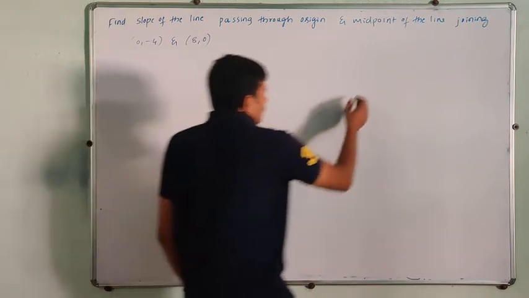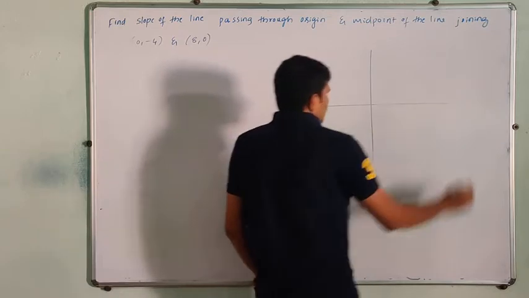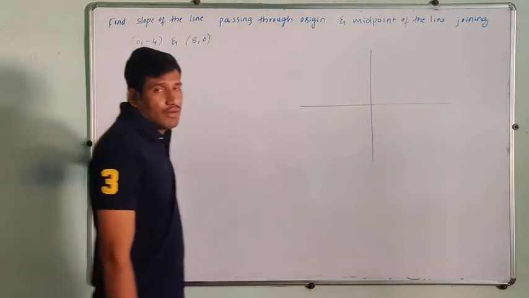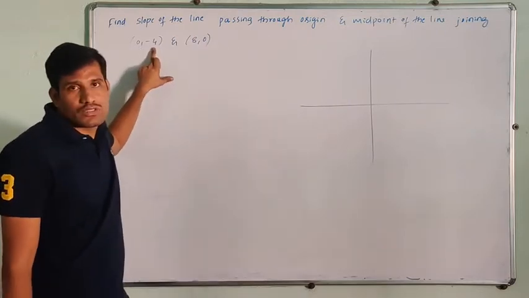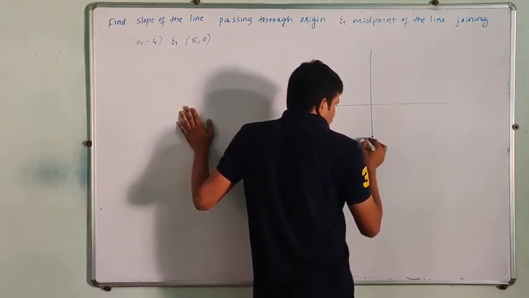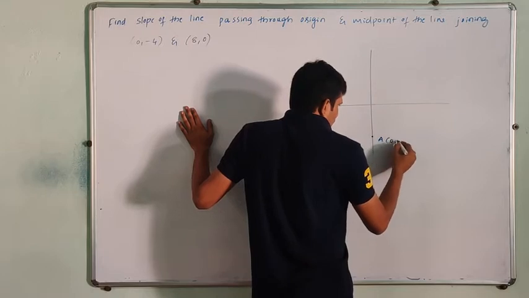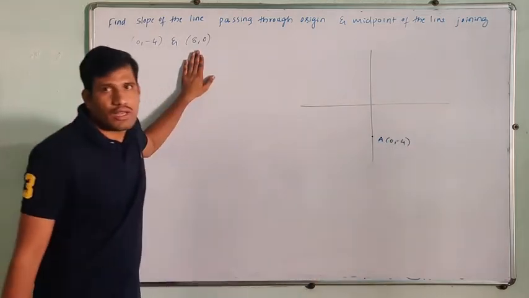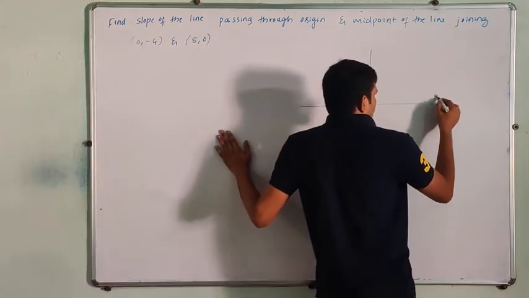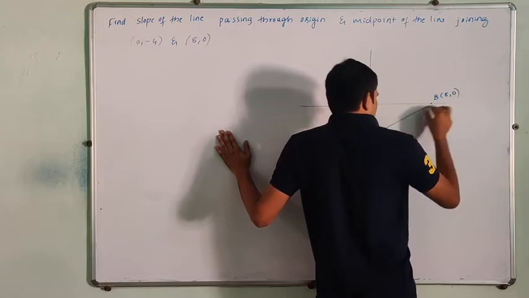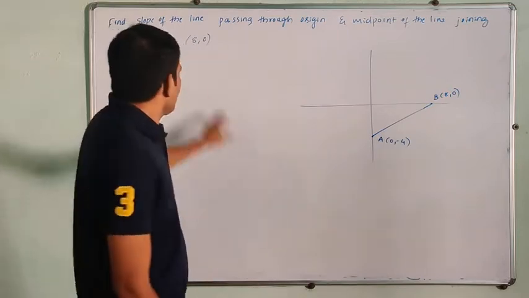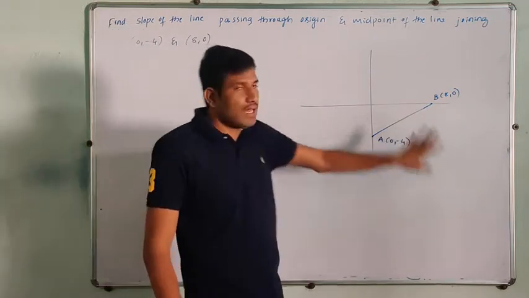See, I draw the rough diagram. 0, minus 4 is on the negative y axis. Let us say this is point A, 0, minus 4. And 8, 0 is a point on the positive x axis. This is point B, that is 8, 0. So this is a line. Point A is 0, minus 4 and point B is 8, 0.